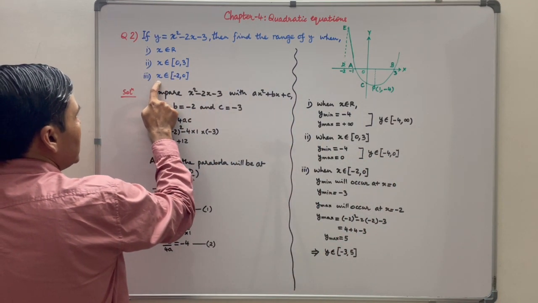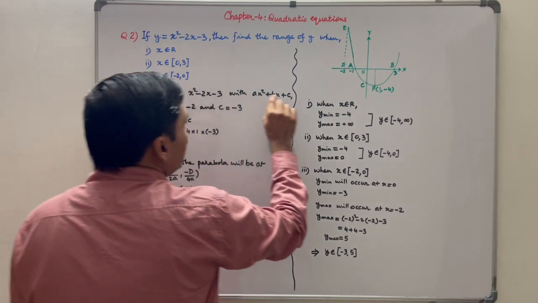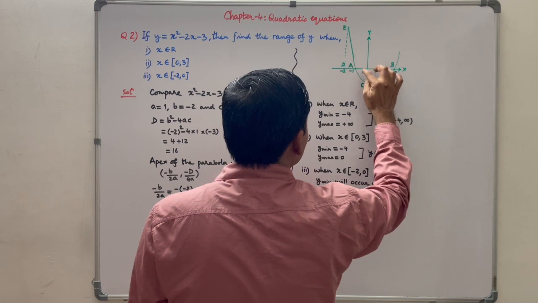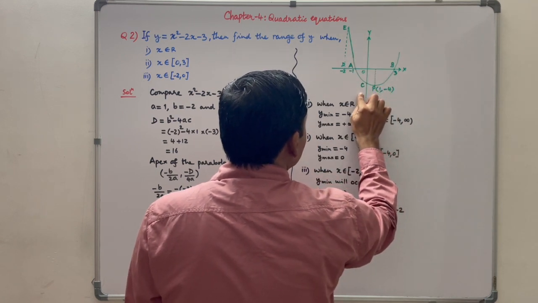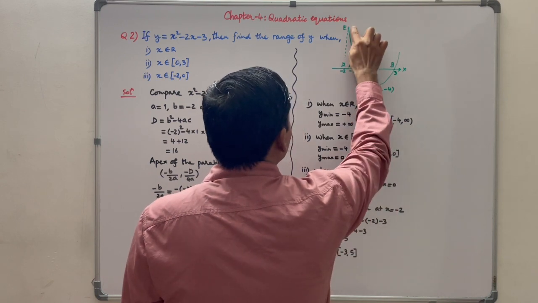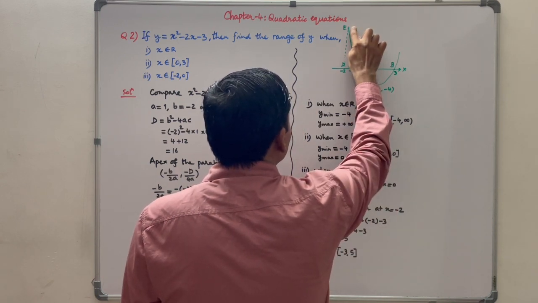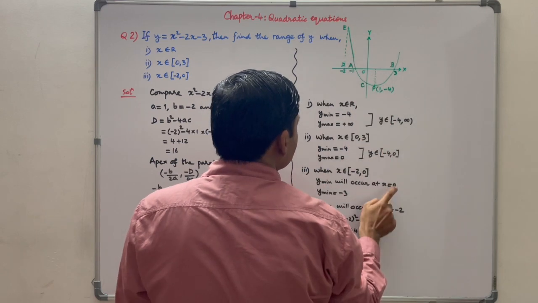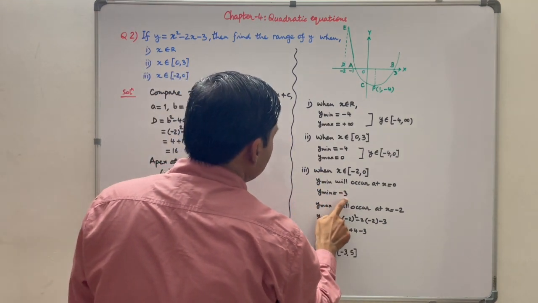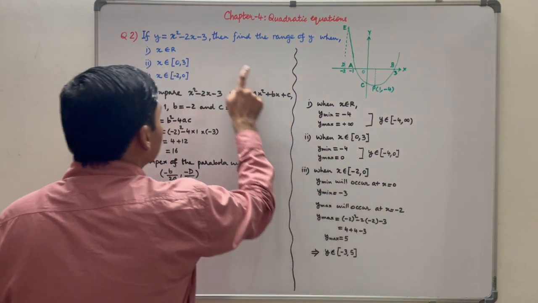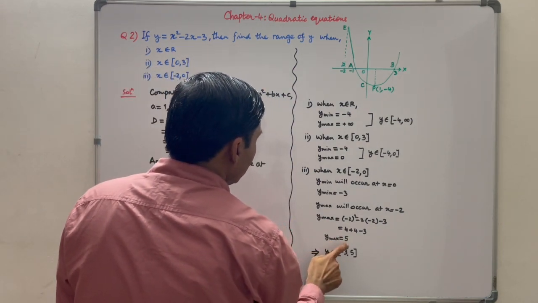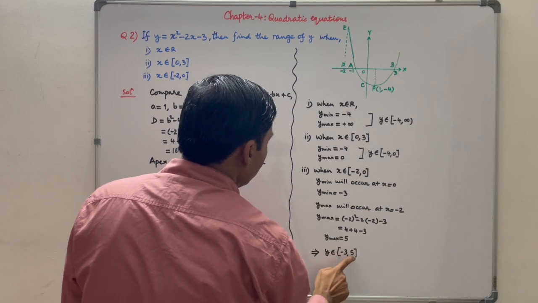Third part, when x lies between -2 and 0. When x lies between -2 and 0, we need to consider this part of the curve between E and C. Quite clearly, y minimum will occur at C when x is 0 and y max will occur at E when x is equal to -2. So put x equal to 0 here to get y minimum. So y minimum is equal to -3, and put x equal to -2 here to get y max. So y max is equal to 5. So the range of y in this case will be [-3, 5].